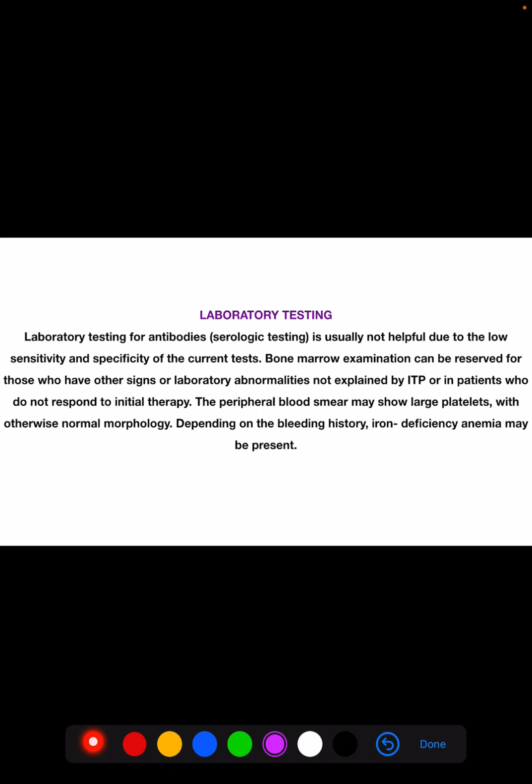So what is the laboratory testing for ITP? We see antibodies are formed against the platelets, no?